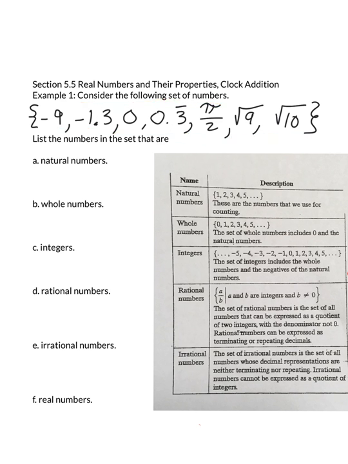And it says to list the numbers in the set that are A, natural numbers, B, all the whole numbers, C, integers, D, the rational numbers, E, the irrational numbers, and finally F will be the real numbers. Now just be aware that the homework does have a pattern to it, where most of the time you're going to see 2 numbers under a square root symbol.